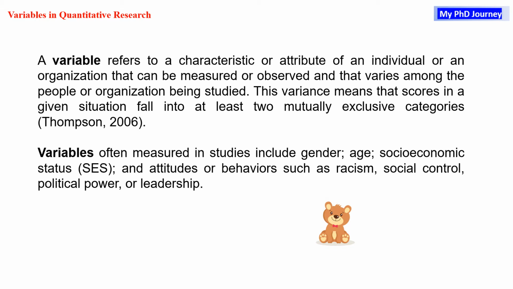A variable refers to a characteristic or attribute of an individual or an organization that can be measured or observed and that varies among the people or organization being studied. This variance means that scores in a given situation fall into at least two mutually exclusive categories (Thompson, 2006). Variables often measured in studies include gender, age, socioeconomic status (SES), and attitudes or behaviors such as racism, social control, political power, or leadership.